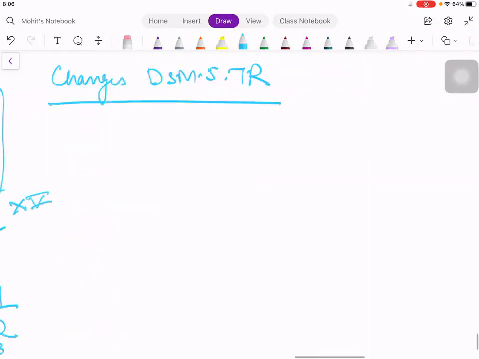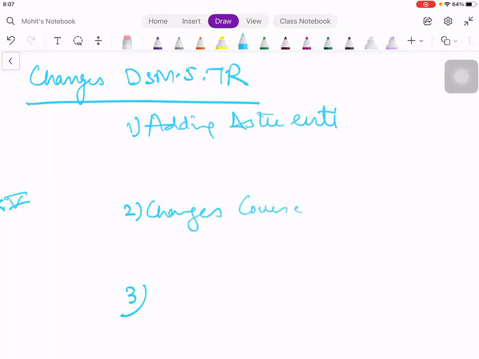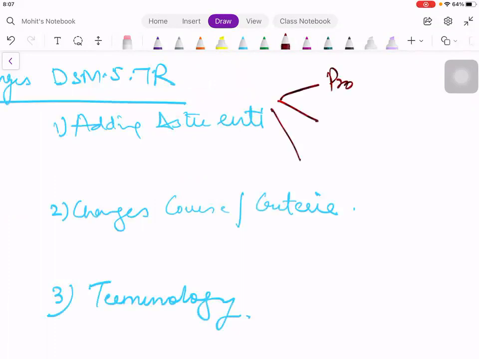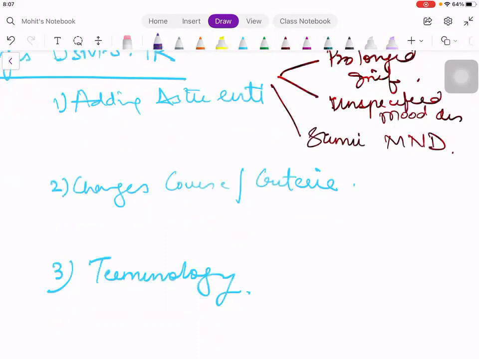Right. Now, what are the changes in DSM-5 TR? A quick revision into 3 categories: adding of diagnostic entities, changes in course specifiers or criteria, and terminology change. Diagnostic entities that have been added are prolonged grief, unspecified mood disorder, and stimulant induced mild neurocognitive disorder. Changes in course specifier have been there for autism criteria A, where all three are required.